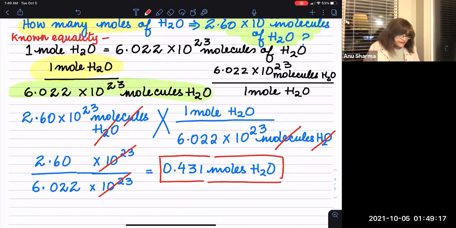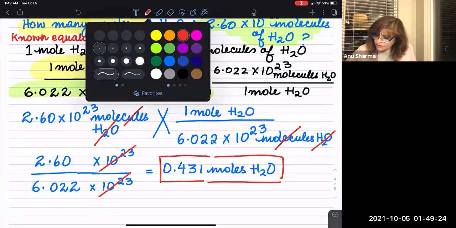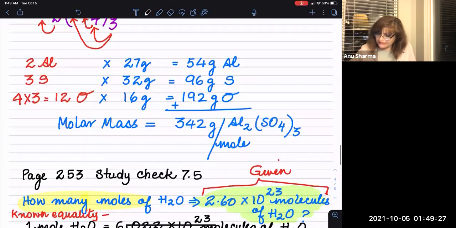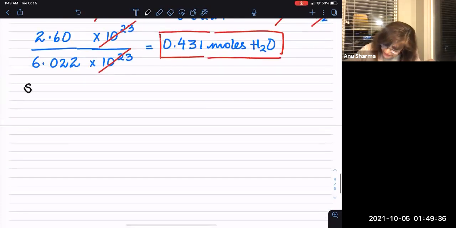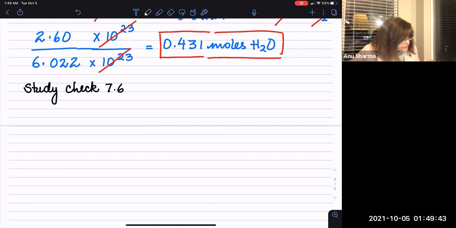Now let's look at the moles of elements in a chemical formula. This is something that we already discussed. We talked about the molar masses, but let's look at it again. Now this is study check 7.6, and this is on page 254. Okay, so what do we have here?